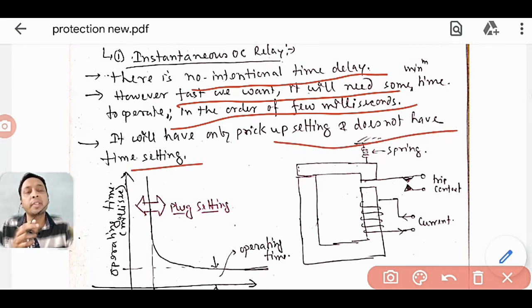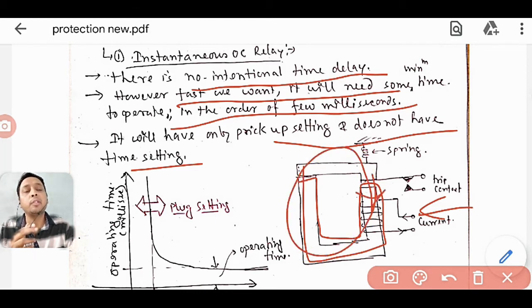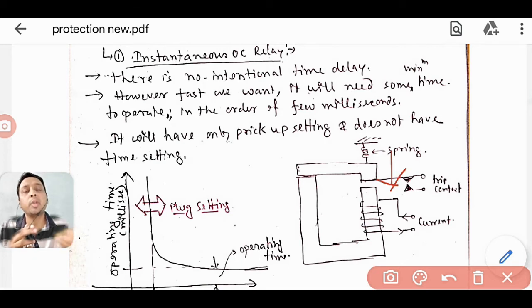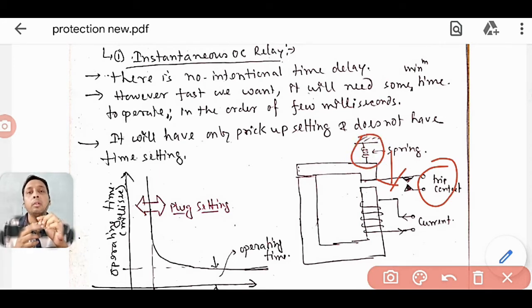So if you see a simple sketch diagram I have drawn, suppose this is a core, and you have connected a coil through which you are passing your CT secondary current. If the current crosses a particular value, then more flux will start flowing through this, and it will become a magnet. Once it becomes a magnet, it will pull this one down. Once it pulls it, two contacts touch each other, and there is a spring which, once the fault is cleared, will take it back to its original position.